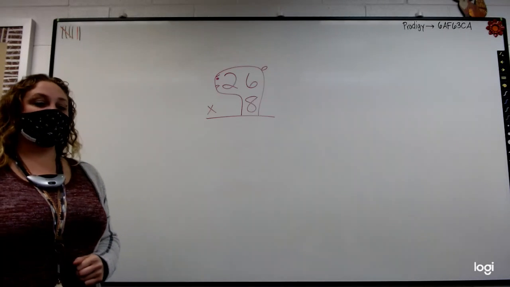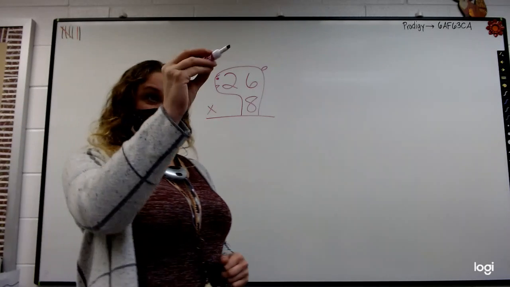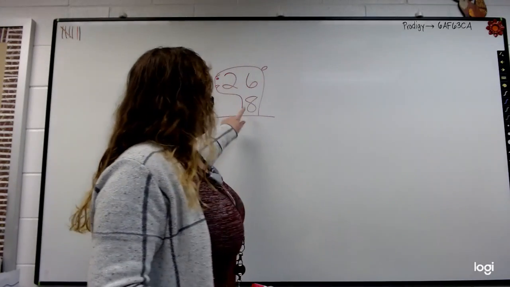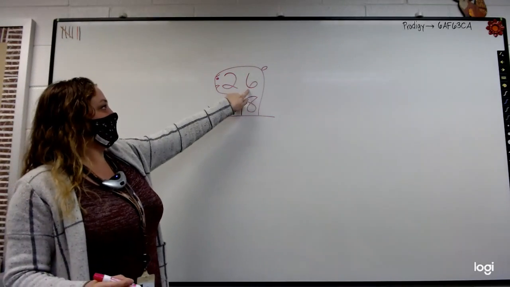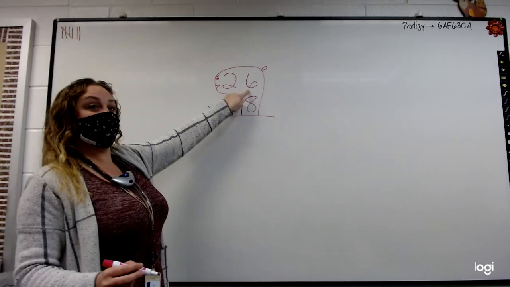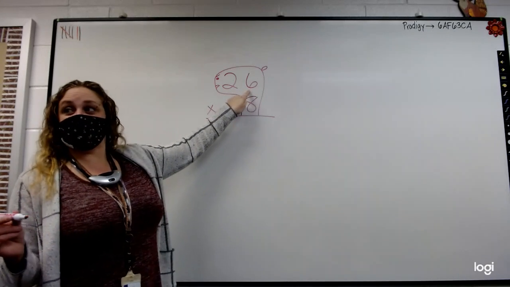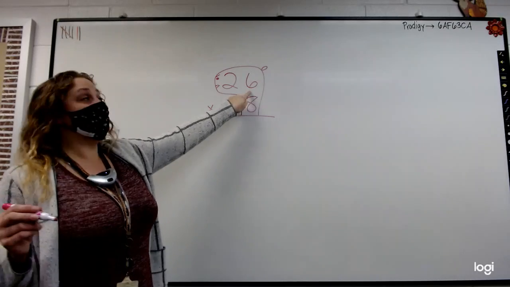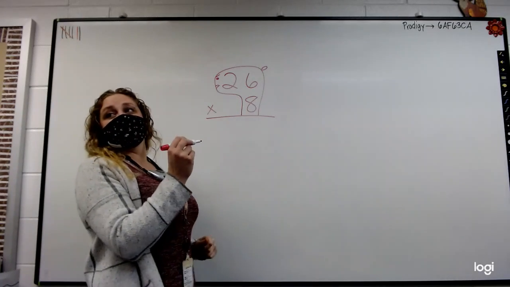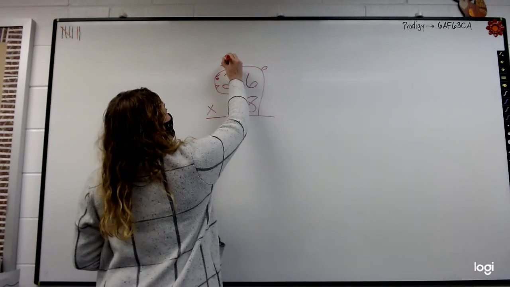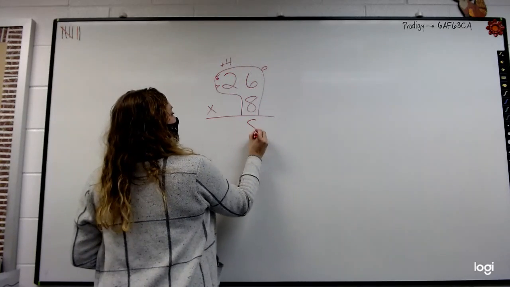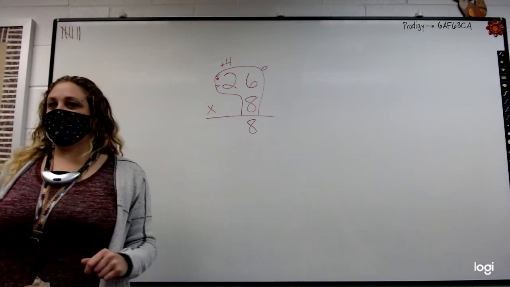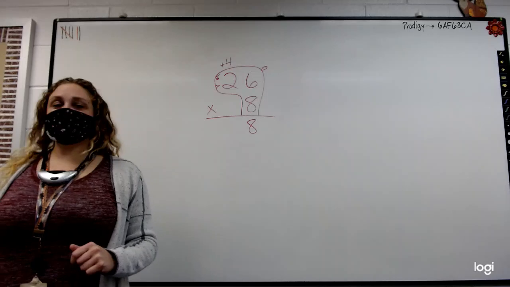Yep. Okay, what's my first step? Cadence. 8 times 6. Yep, we start with the number on the neck. 8 times 6 is what? 48. Someone else, tell me, where do I put my 4 and my 8? Madeline? Above the 2. What goes above the 2? The 4. Good, because that's in the tens place. My 8 goes down below.